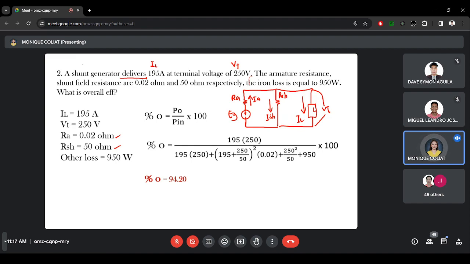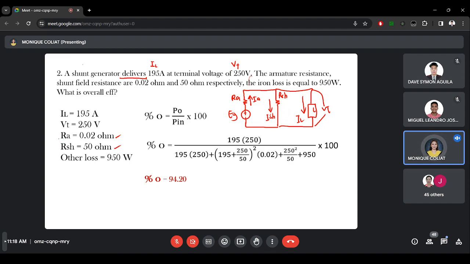Then we have the iron loss, which is equal to 950 watts. When we say iron loss, that is PC, right? Where is PC, or the iron loss? It is in the SPL: friction and windage loss plus PC plus field loss. So if it is given, then that is your SPL.